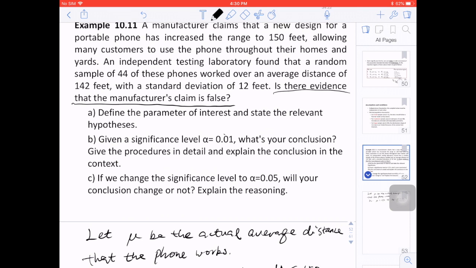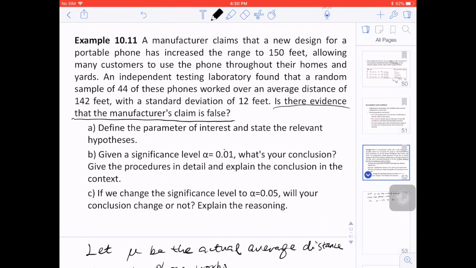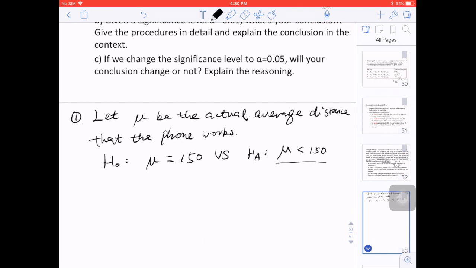So what else can we obtain from this problem? We also have a sample, and the sample size is 44, right? The sample gives the average distance of 142 feet with a standard deviation of 12 feet. Again, this standard deviation means the sample standard deviation because it's drawn from the sample. Okay, so we have x bar is equal to 142 and s is equal to 12. So this is my first step, set up an appropriate hypothesis.